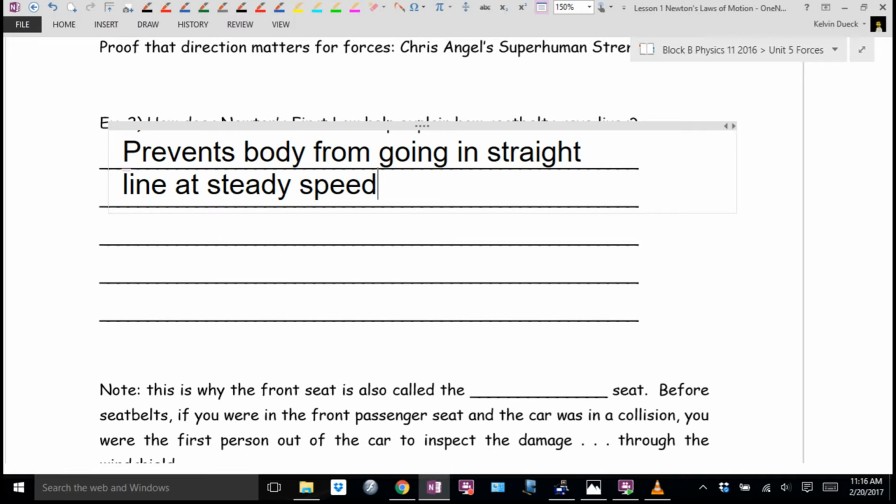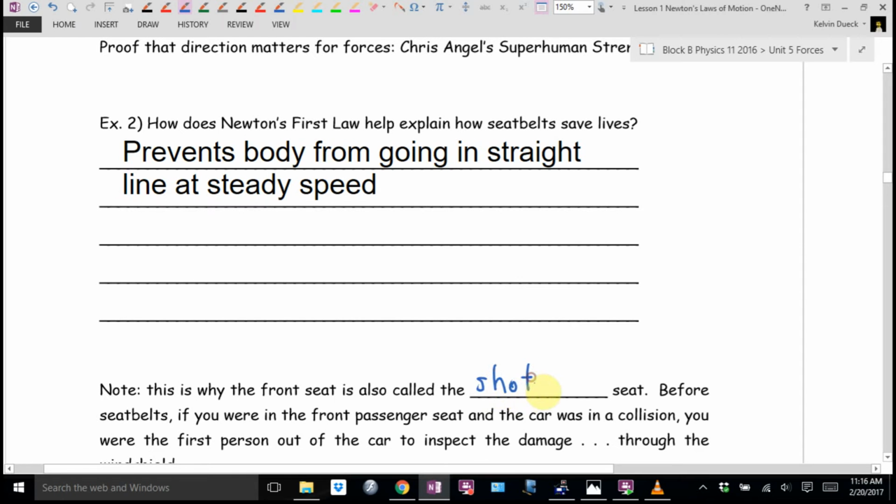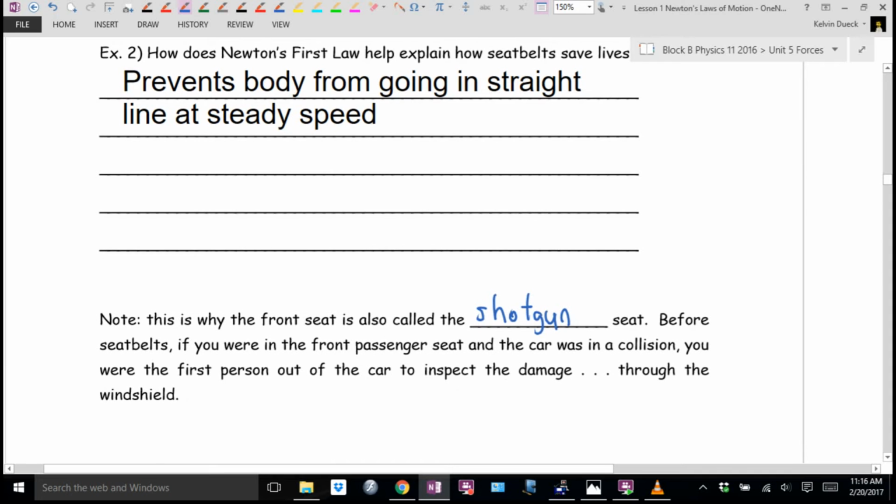Very simple, very basic device, but until seatbelts were made mandatory, well, what do you yell when you want the front seat? This is why the front seat is called the shotgun seat. I don't know if you've ever wondered where the expression comes from. It's from before seat belts. The front passenger seat was called the shotgun seat, and the joke you would make was, if we're in an accident, I'll be the first one out to inspect the damage because I'll be going through the windshield and I'll check it on the way by.